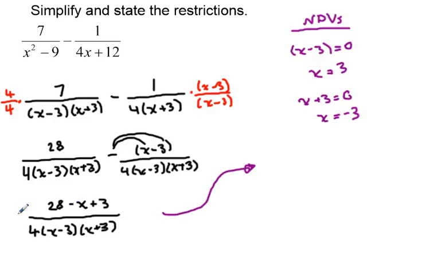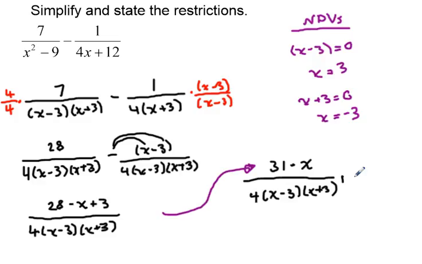So I've got 28 plus 3, which will be 31, minus x, over 4 outside of x minus 3 and x plus 3. So one final look now to make sure I have everything factored. I'm not going to be able to remove anything from 31 and x, and the bottom was already factored because we left it factored through the problem.